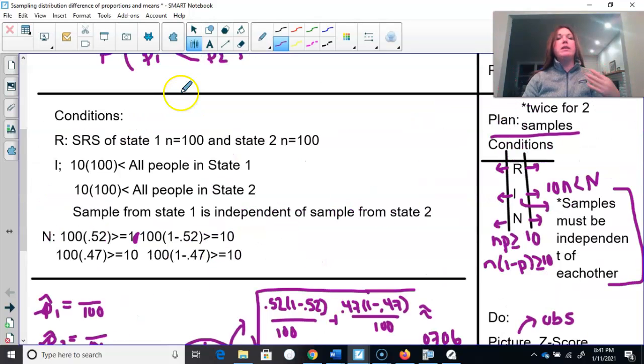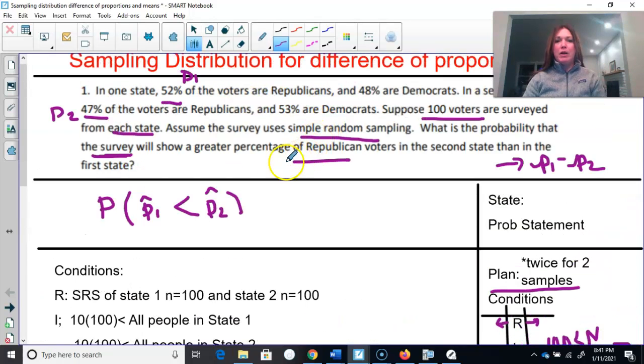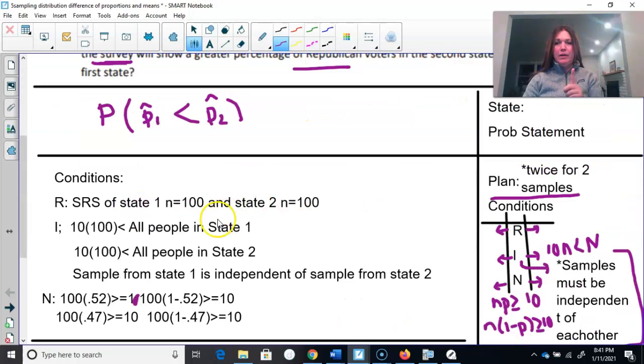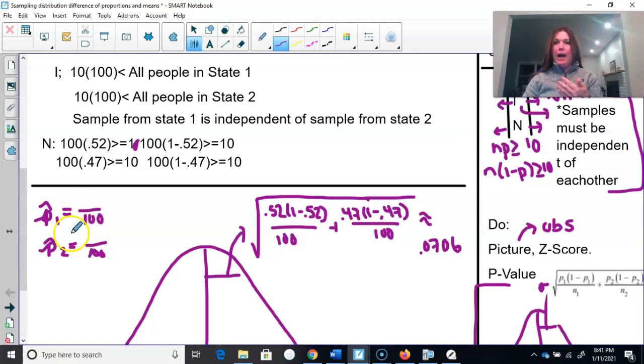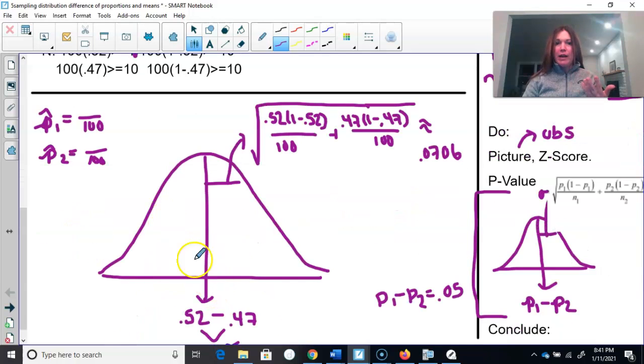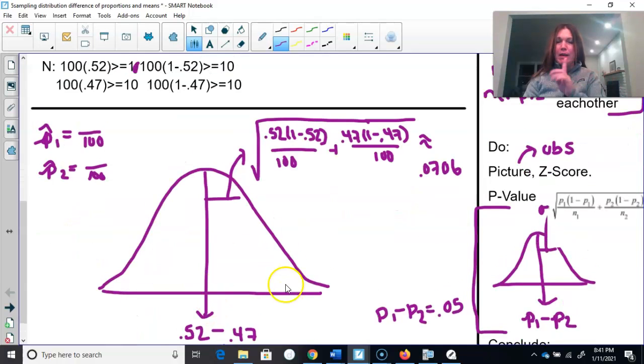But there's an issue with this. They don't tell us the parts of the total sampled to get these P hat of 1 and P hat of 2. So typically you'd take your P hat of 1 and your P hat of 2, and you would mark where that is on here. That would be your observation, but they don't give us that.